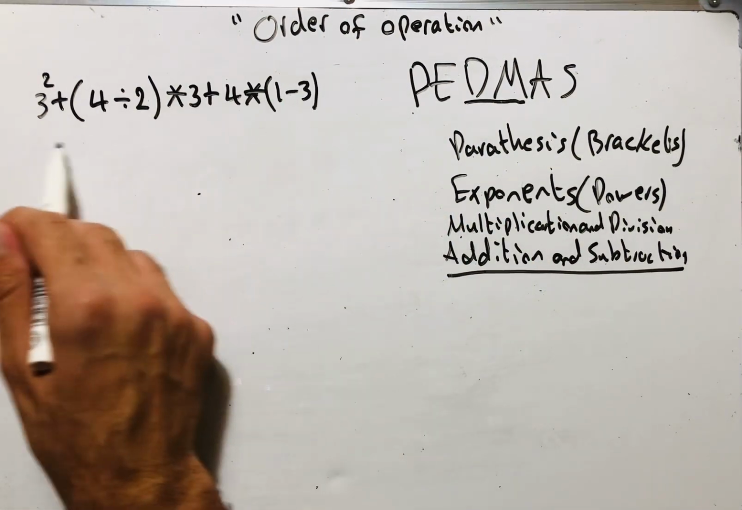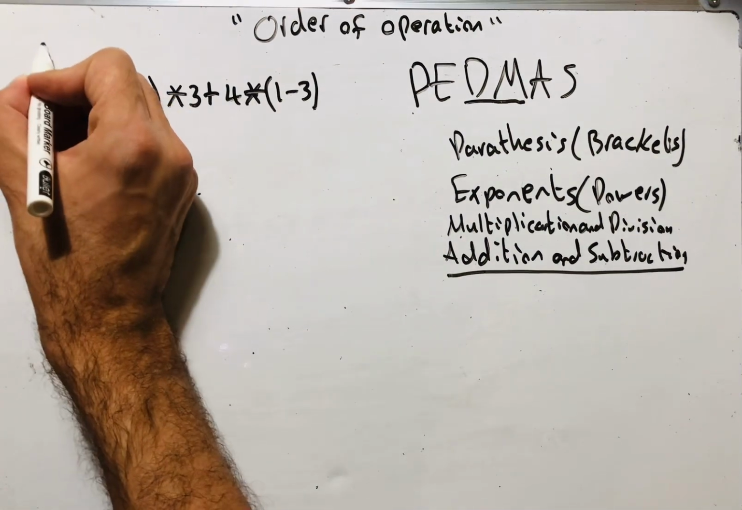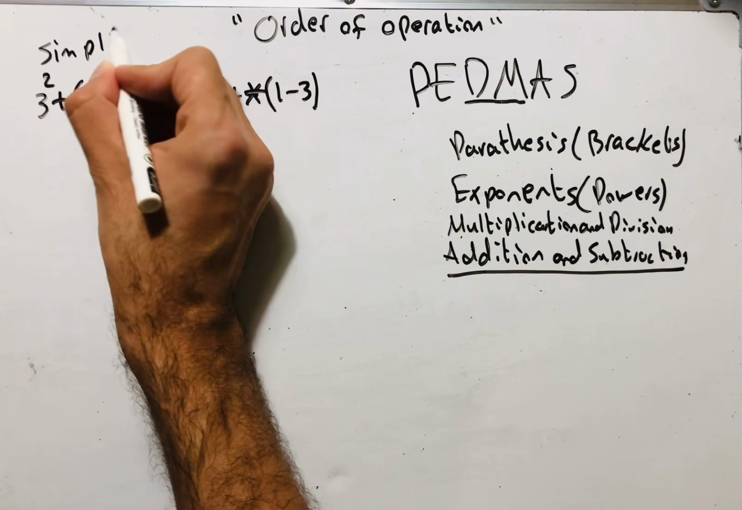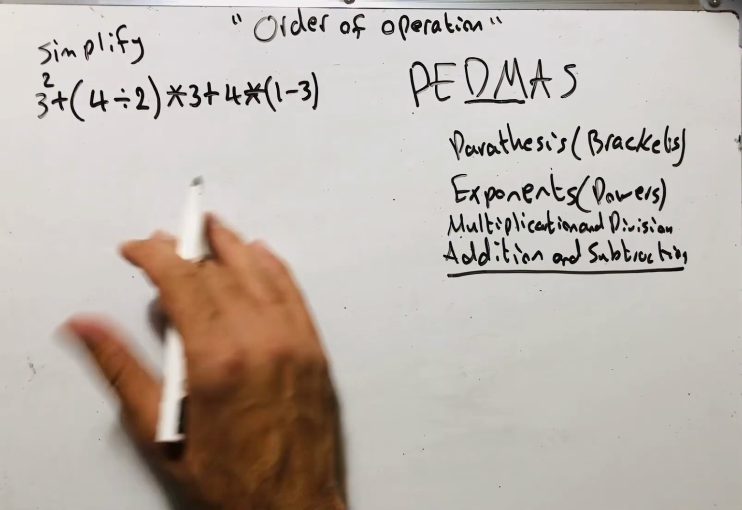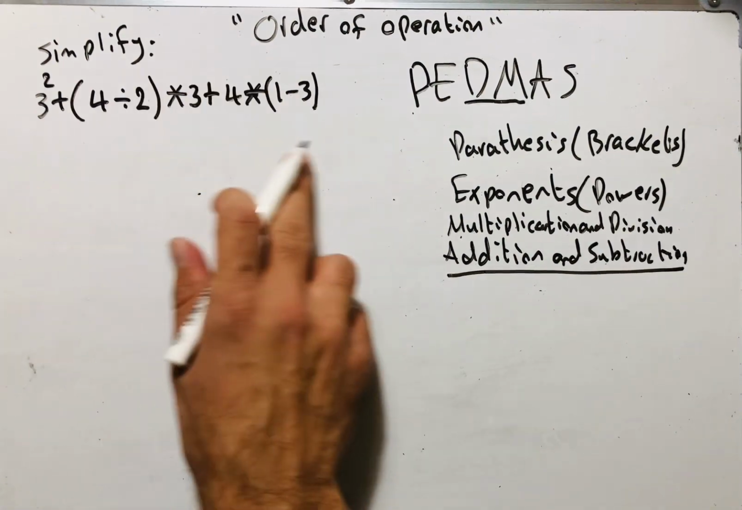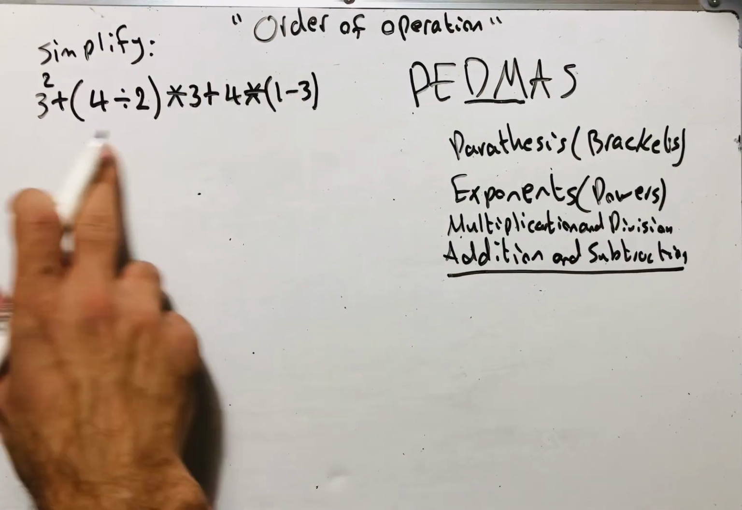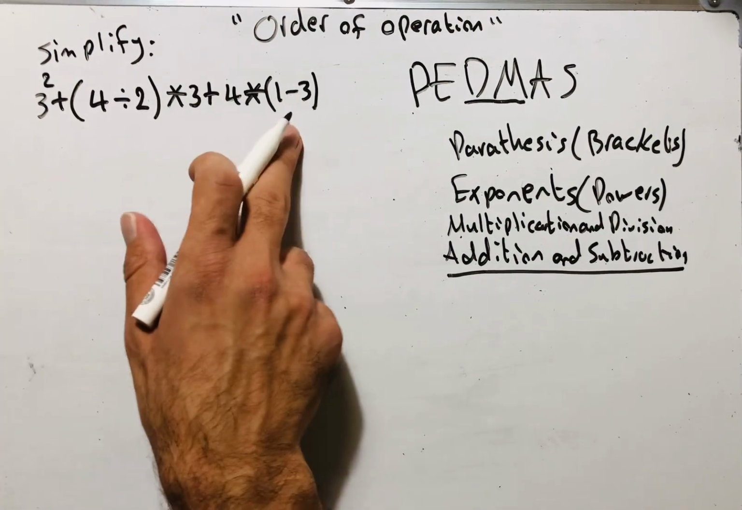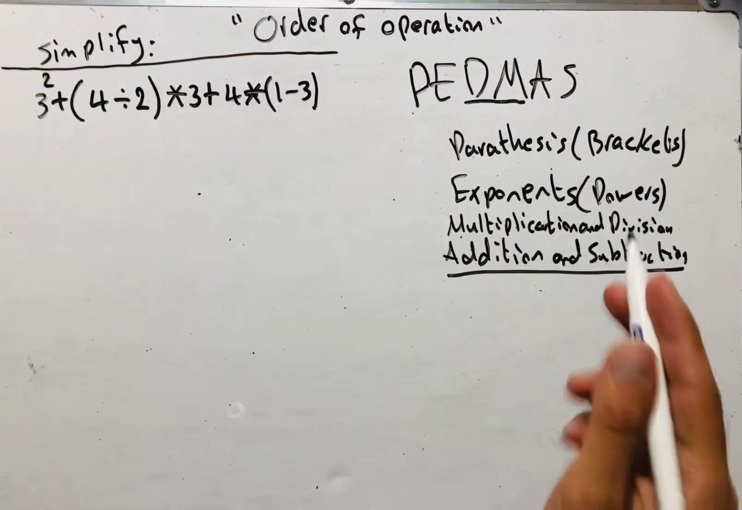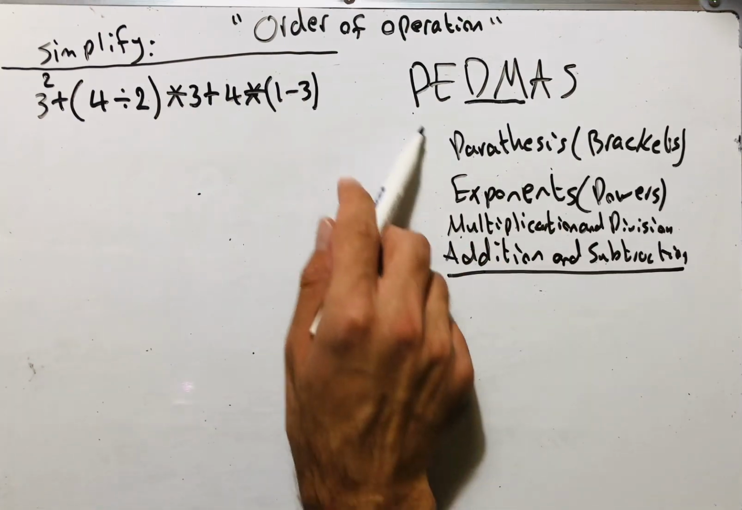Let's apply it on this example. Most of the time the question says, for example, simplify or evaluate or work out or calculate, something like that. And then we're going to be left with an expression like this, okay? So how do we do this actually? We're going to be looking at this.